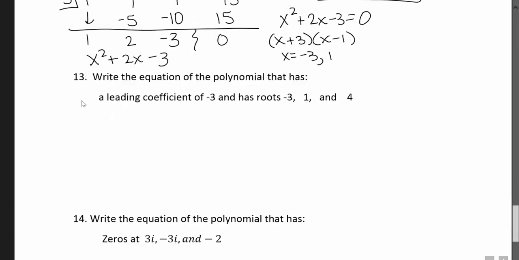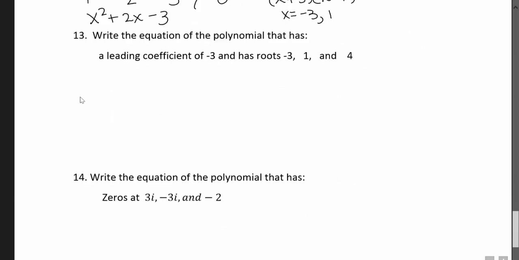All right, last two, you guys. Write the equation of the polynomial that has a leading coefficient of -3. So I'm going to start with the -3 out front. Has roots -3, so that's x plus 3. And a root of 1, so x minus 1. And a root of 4, so x minus 4.